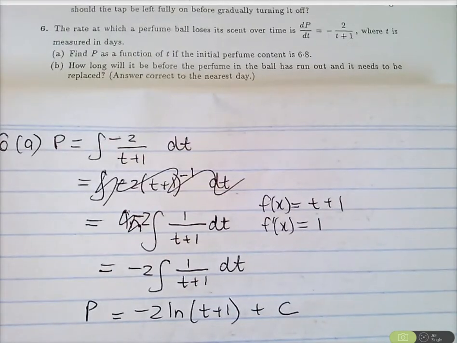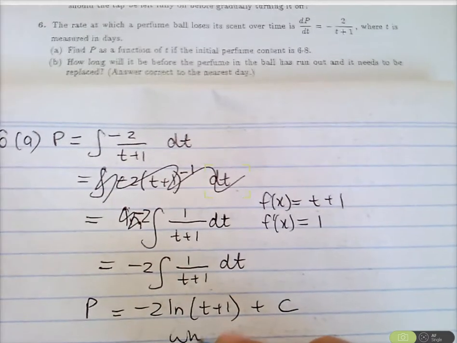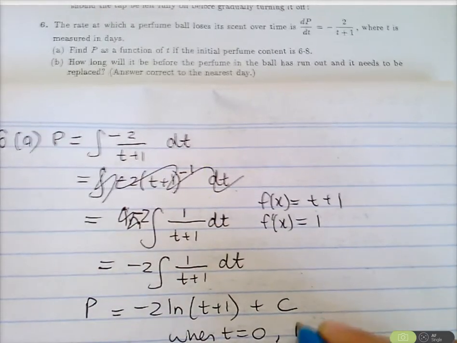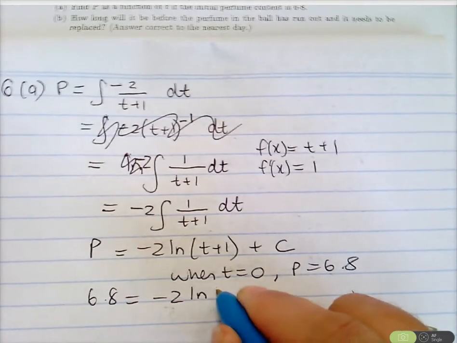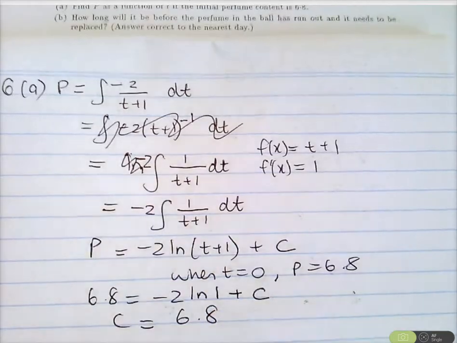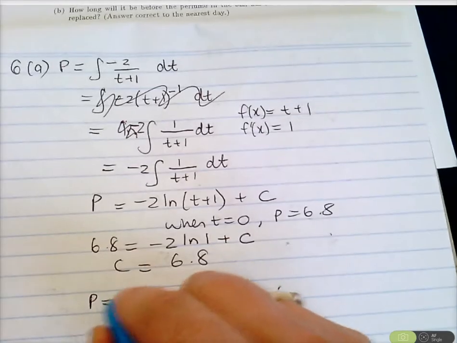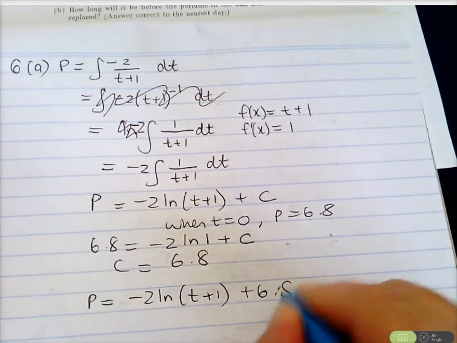So substitute, you know that the initial perfume content is 6.8. So when t is 0, P is 6.8, and you worked out what c was, and you got ln 1 is 0, so c is 6.8. So your formula is P equals negative 2 ln(t plus 1) plus 6.8.